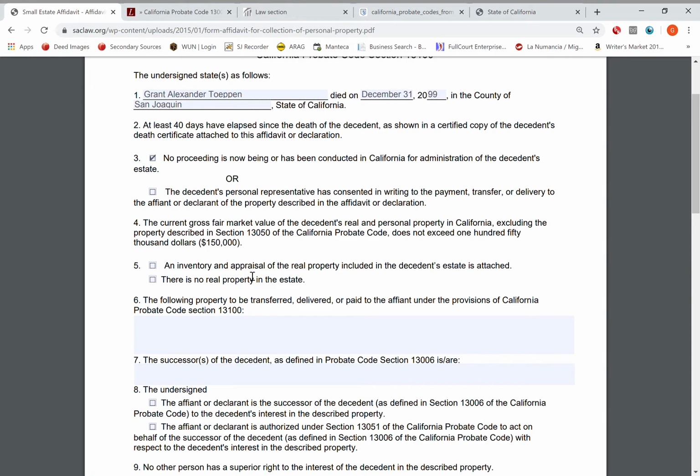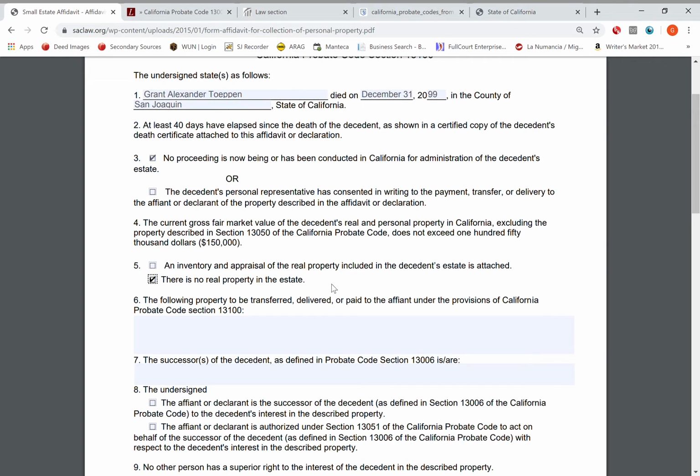Let's go to 5. Once again, a choice. Either an inventory and appraisal of the real property included in decedent's estate is attached, or there is no real property in the estate. I'll check that box because it makes life easy, but let me explain the first one. If there is real property in the estate and that real property does not have a joint tenant or pay on death beneficiary, then you're going to have to do this first part, get the inventory and appraisal. What you need to do there is you can only get, let me emphasize, you can only get the inventory and appraisal from the probate referee for the county where the decedent was domiciled when they passed.